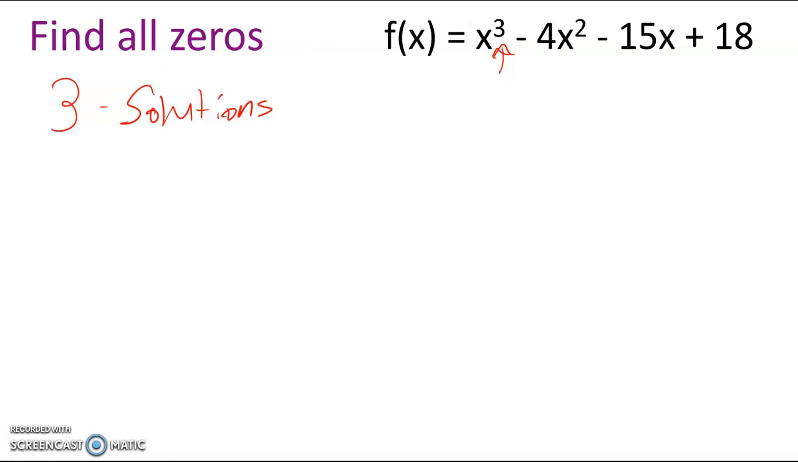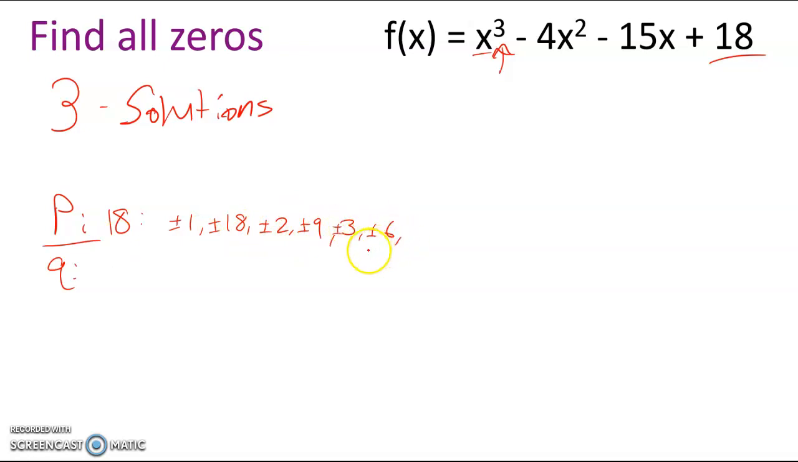So let's go through it, all right? The first step is to list all the zeros. So I'm going to find my P, and divide P by Q. The last number I'm looking at is 18, so I want to find all my factors of 18, which is plus or minus 1, plus or minus 18, plus or minus 2, plus or minus 9. 1 times 18 is 18. 2 times 9 is 18. Plus or minus 3, and then plus or minus 6. 3 times 6 is 18. 4, no number multiplies with 4 to get 18. No number multiplies with 5 to get 18.